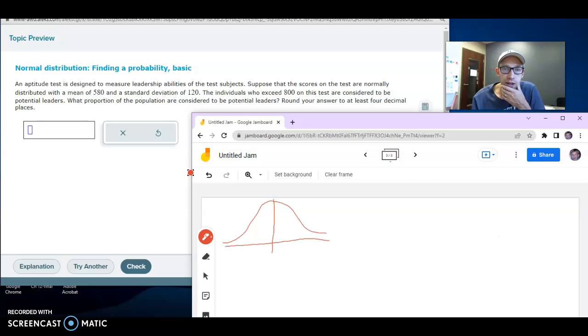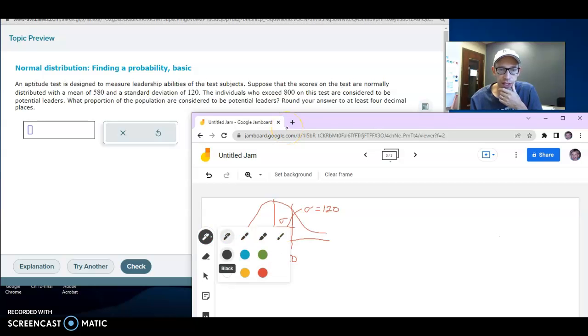Okay, so here we are looking at a mean of 580 and standard deviation of 120. So just put that there. Oops, standard deviation equals 120. And what do we want? We want the individuals who exceed 800. So we're looking for, maybe I'll change my color here, somewhere up around here, doesn't matter. This score here, x equals 800.